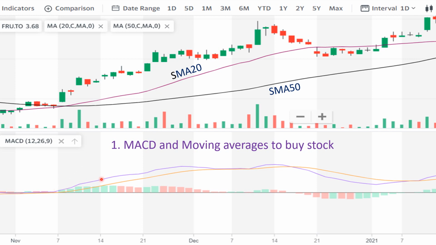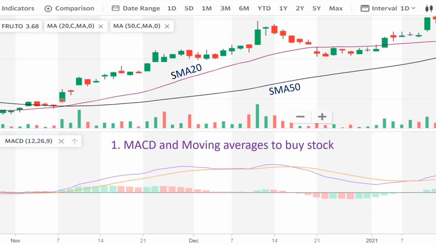When the MACD line, the blue line, is above the orange line, the signal line, and the histogram bar is above the zero line, it is a sign that the stock is bullish and the trend is upward. Additionally, if the short-term moving average SMA 20 crosses the slow moving average SMA 50 while going upward and the price is above the two, it is a strong bullish signal and a proof of further confirmation to enter the trade.